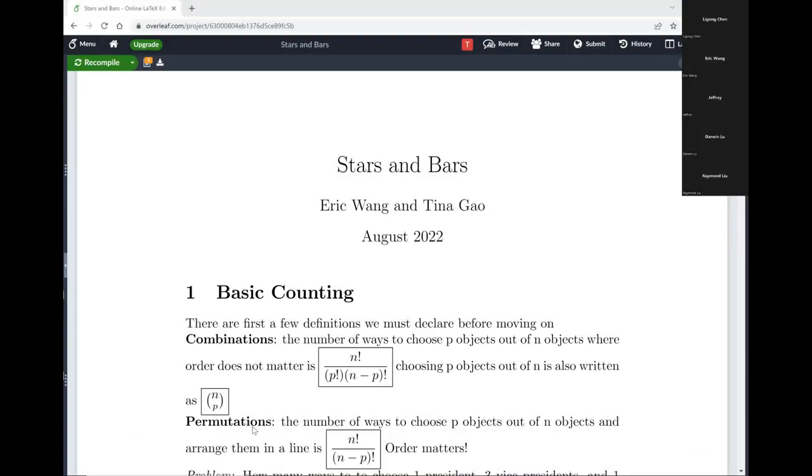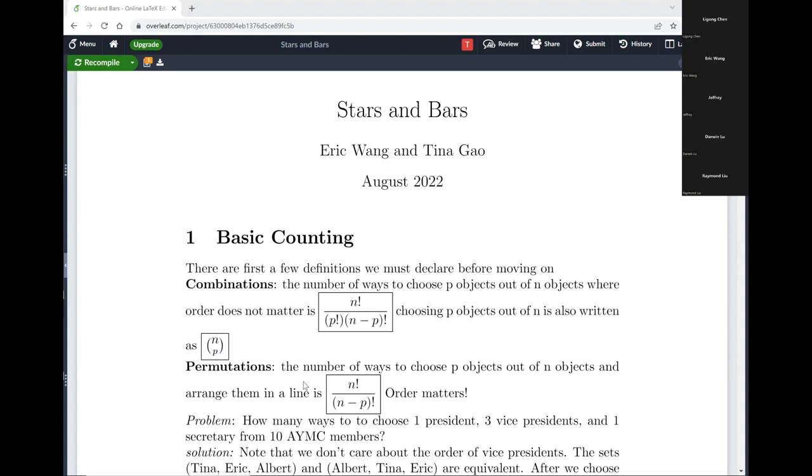Today's lesson is on stars and bars. And first, I'll go over some basic counting.